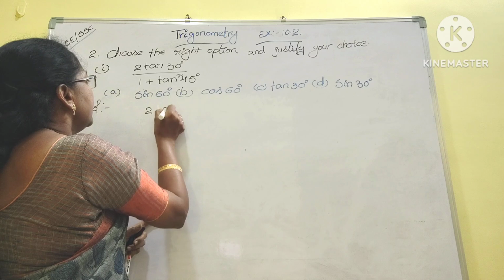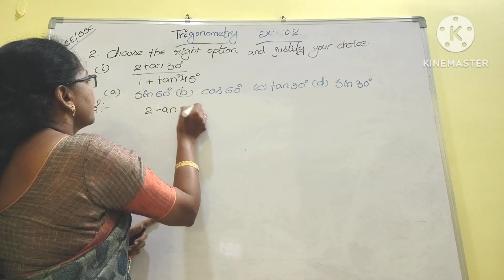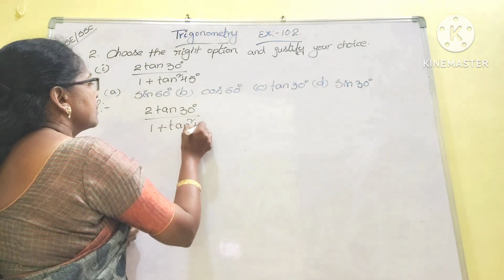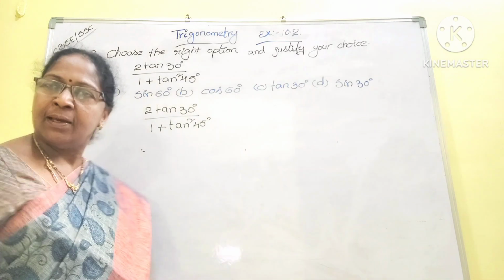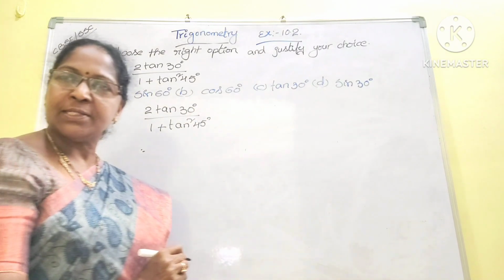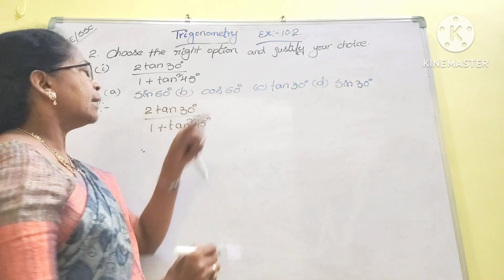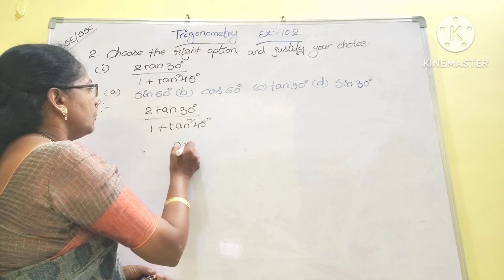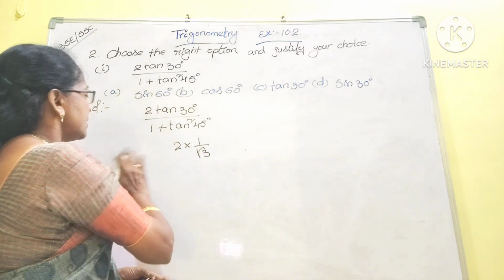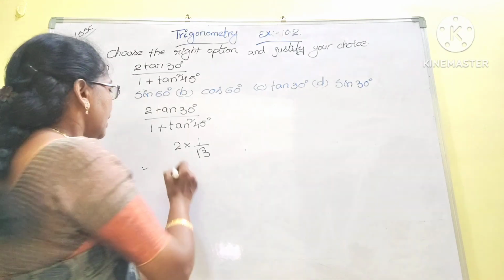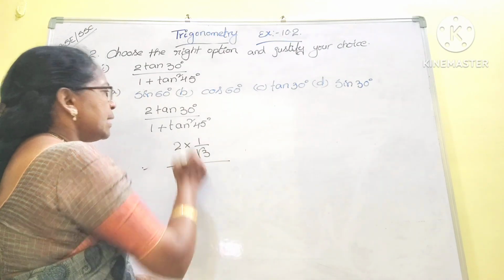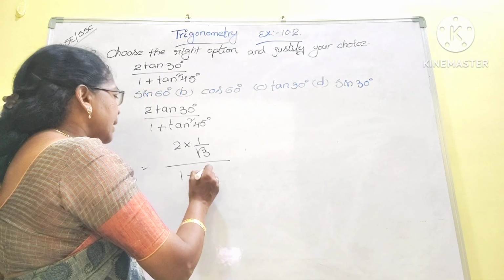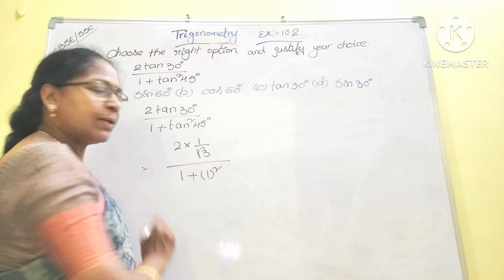2 tan 30 degrees divided by 1 plus tan square 45 degrees. Here, tan 30 equals how much? 1 by root 3. 2 tan 30 is nothing but 2 into tan 30 degrees. So, 2 into 1 by root 3. You just have to substitute the values, divided by 1 plus tan square 45 degrees, where tan 45 equals 1. Tan square 45 equals 1 square.